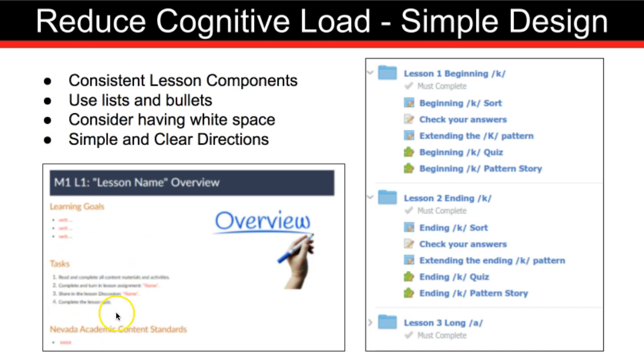Here's another example. Maybe in every lesson, there's a learning goals piece, and a tasks piece, and then the standards, or the content, or whatever you choose to put there. It's consistent. Now notice using bulleted lists is much easier to read than long paragraphs. Too many long paragraphs becomes overwhelming to online learners.